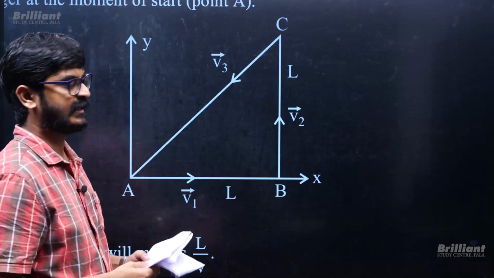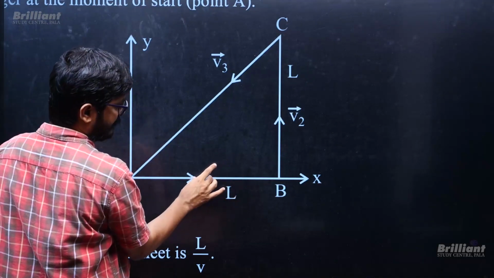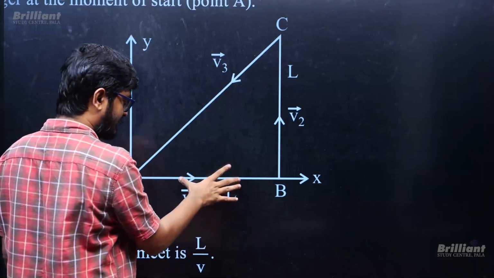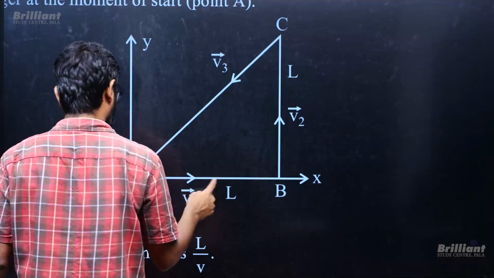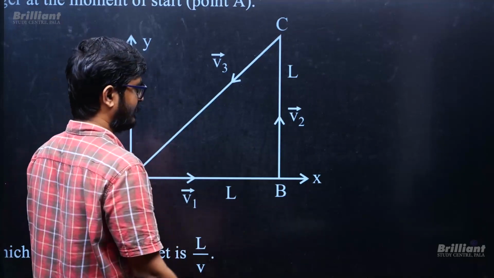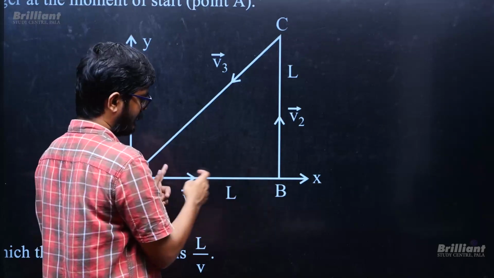Now this one you can calculate easily, because you can see at what rate this length is reducing. This length is reducing at a rate V only, because this velocity is perpendicular. So you can sit on one guy and observe the other, and you can see at what rate this length is reducing. This length is reducing at a rate V.